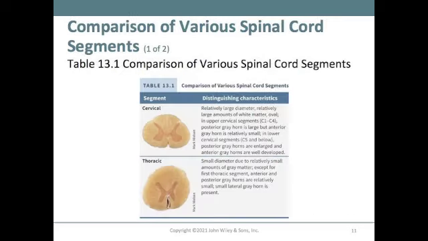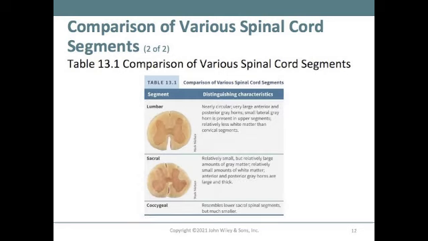So this table here starts on page 468. This is table 13.1. And the takeaway from this table is it's a comparison of various spinal cord segments. So remember a few slides back, we were talking about how each part of the vertebral column has these names. And you can see here that the ratio and the appearance of the white and gray matter changes throughout the length of the spinal column. So you can see the cervical versus the thoracic, and the lumbar and the sacral.